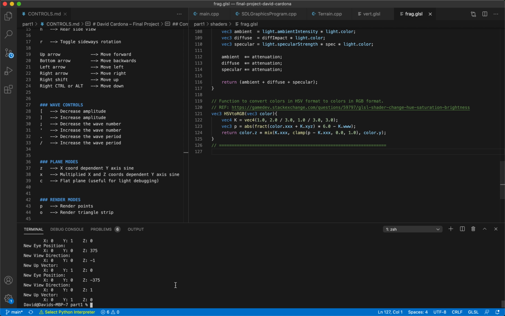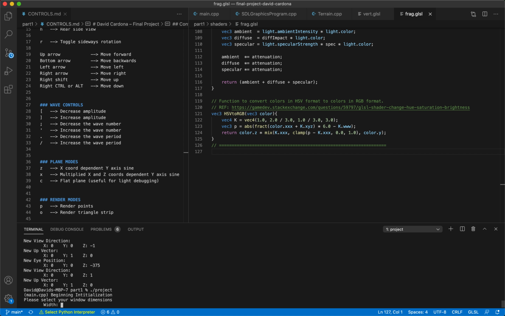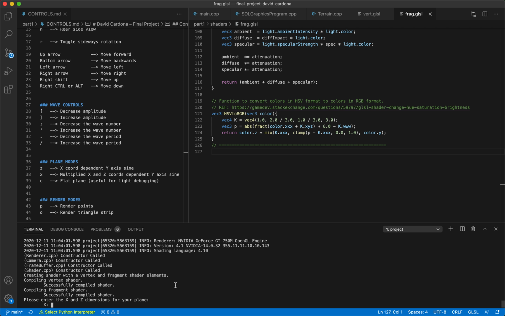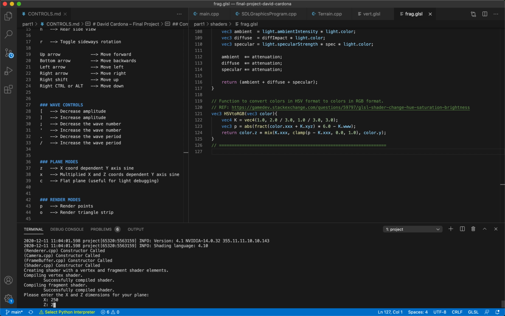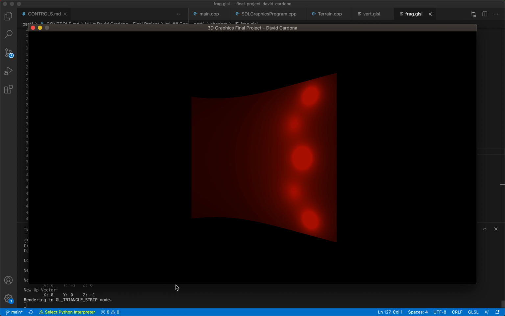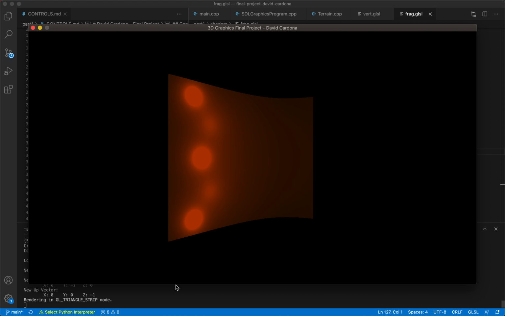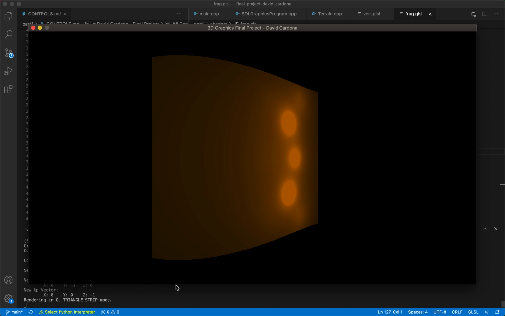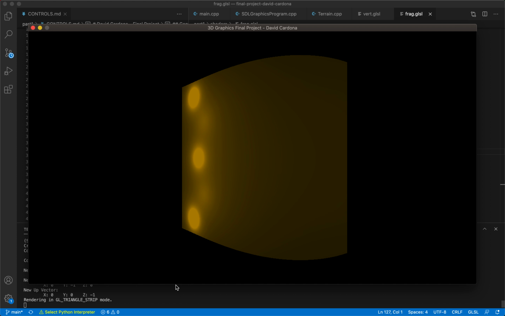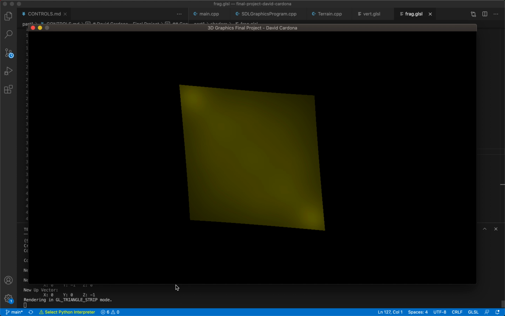Now, if I run my program, first thing that will happen, I will be prompted for the width and the height of the screen, the X and Z dimensions of my plane. In this case, I'll just pick 250 and 250 for easy access. It directly goes into the first mode of the sine wave. The other modes can be seen here.